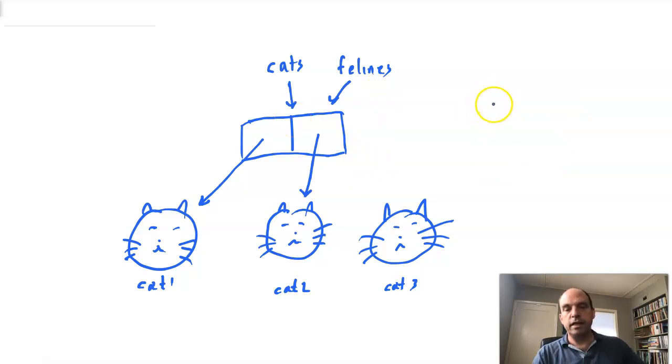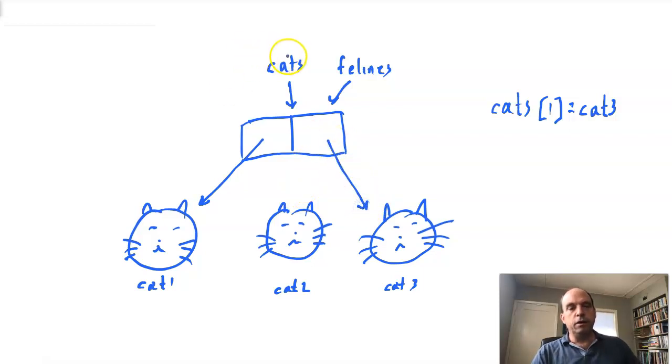So that if I now say cats[1] = cat3, in other words, I'm taking this reference to cat2, and I'm changing it to cat3, then I've not only affected cats, I've affected felines as well. Both of these names point to the same list object, so changing one changes the other. If we really wanted to create another list object that we could change without affecting the first one, we'd need to use one of the methods of copying a list.